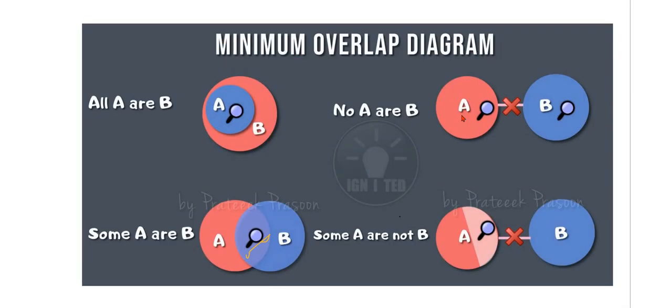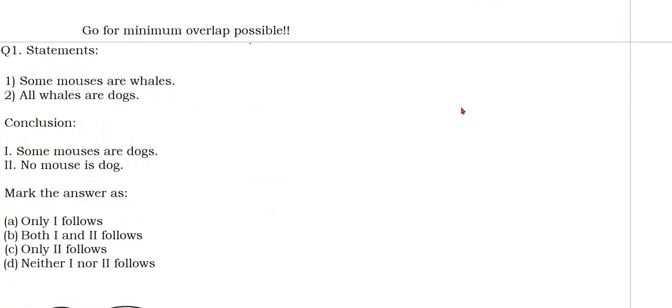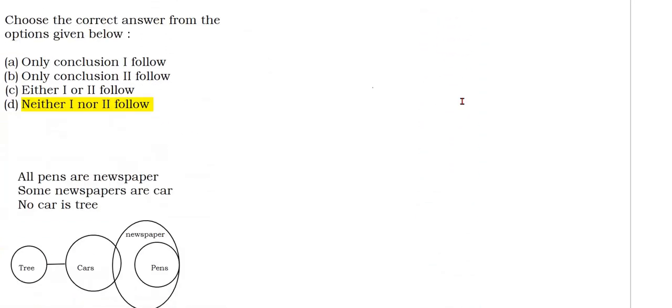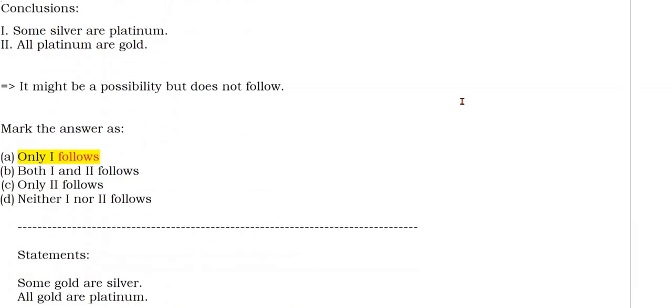Like this, the example of visualization of the minimum overlap diagram, which is used to solve questions of syllogism. Upon that, there will be so many questions. You can see so many questions are there. These are examples.